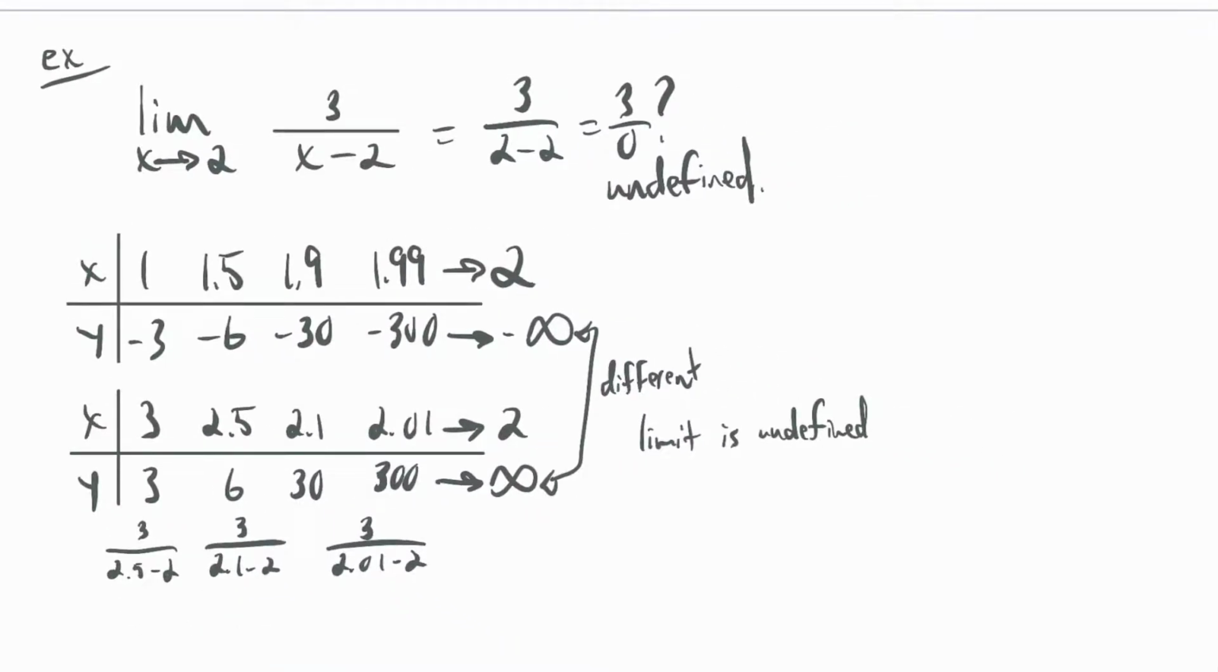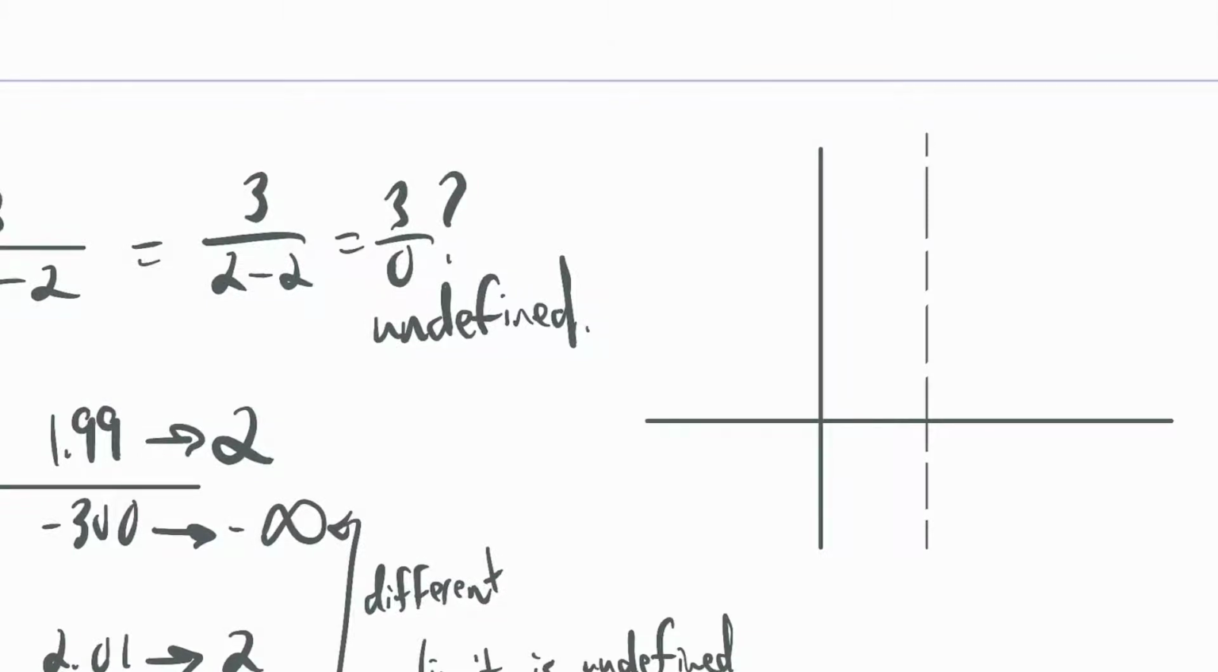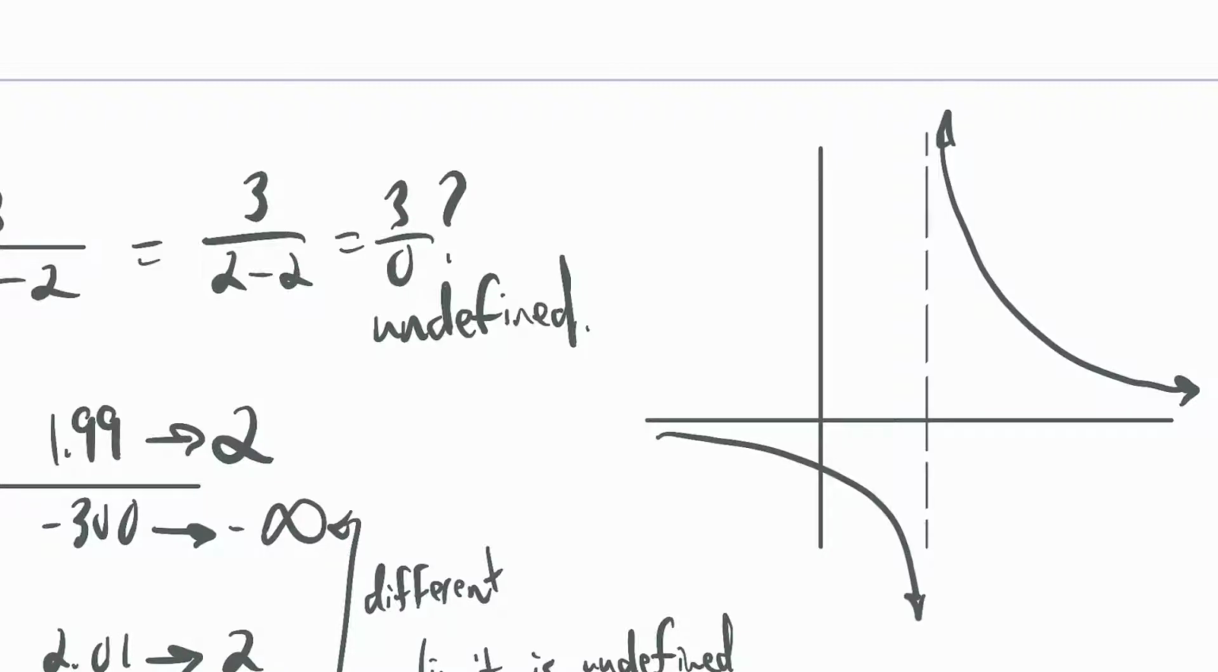If you look at the graph, I guess I have room over here to sketch this. The vertical asymptote is at x equals 2. So indicate the asymptote like that. So the graph looks a little bit like this. Obviously, I'm not going for perfection, just kind of close.